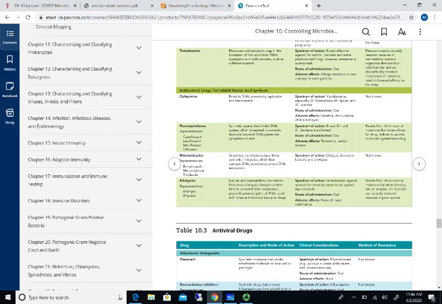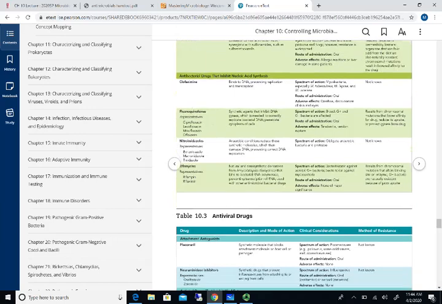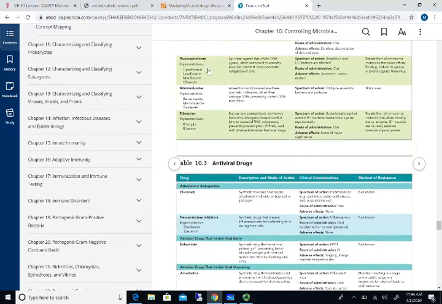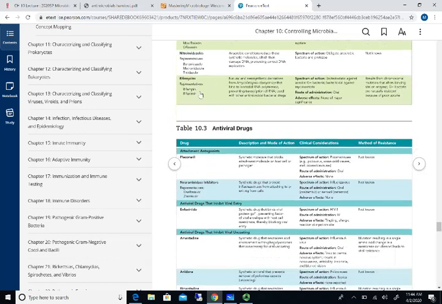All right, our next one is quinolones or fluoroquinolones. In here it shows fluoroquinolones. And of those, the first one is Cipro, and we want to focus on ciprofloxacin. Last one is rifampin, that's under rifamycins.